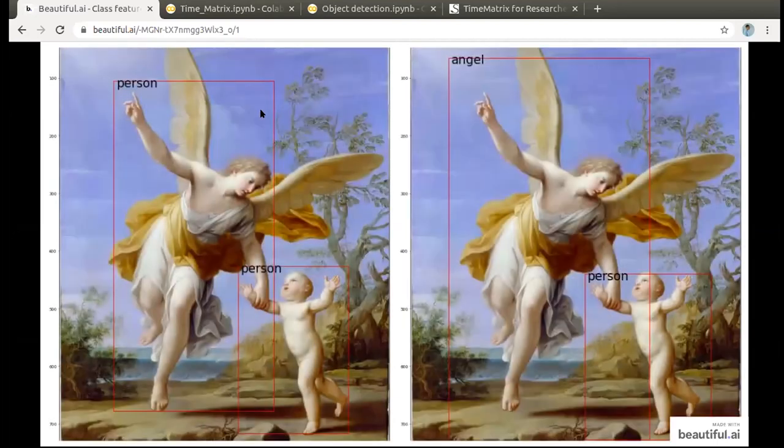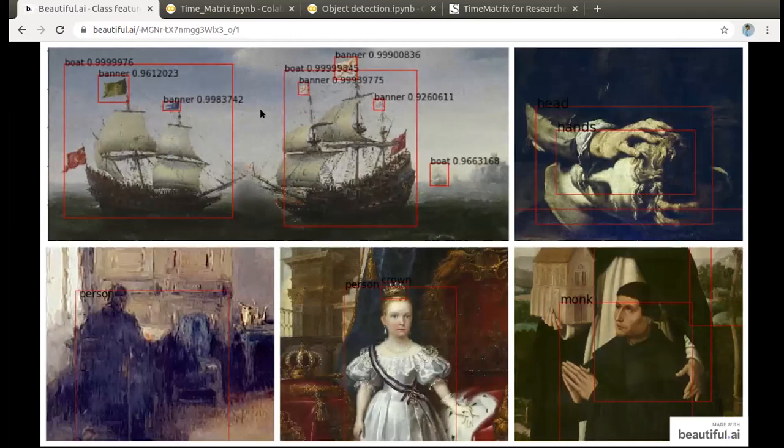These are examples of how the model works right now. On the left side, you can see the normal pre-trained model based on the COCO dataset. And on the right side, you can see the results of our own model. Our own model can already detect angels and other supernatural beings, and you will see it in the future. These are examples as well. I like the example with boats because you can see that we are working on really small objects such as banners, and that's why the resolution of the images in our dataset is really important for us.